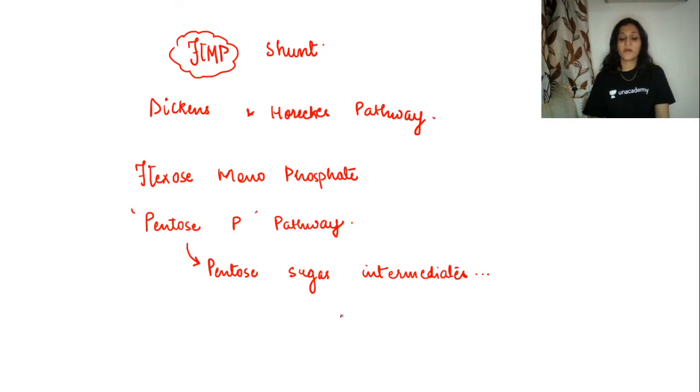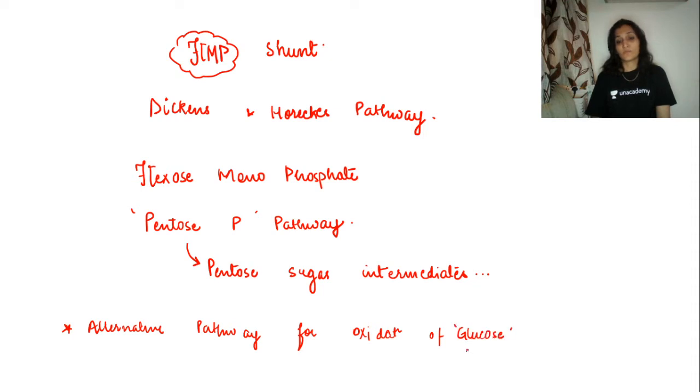HMP shunt is the alternative pathway for oxidation of glucose. Very important thing. If it is the alternative pathway of oxidation of glucose, what is the primary pathway? Glycolysis. So the term is very important. Now, this is alternative to glycolysis and alternative to the TCA cycle.